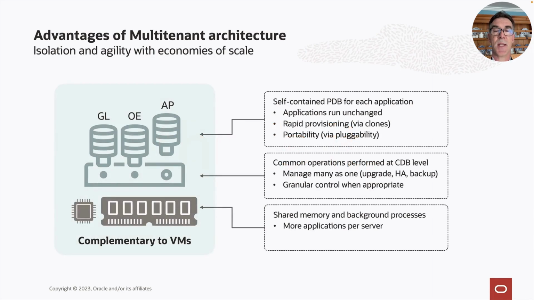To summarize the multi-tenant architecture, applications run unchanged in self-contained pluggable databases, or PDBs. PDBs are simple to clone and to move to and around the cloud. A container database, or CDB, consolidates many PDBs. Patch the CDB and fix all the PDBs it contains in a single stroke. That's operational efficiency. The shared infrastructure model is highly efficient, so you can support more tenants per server. That is technical efficiency.